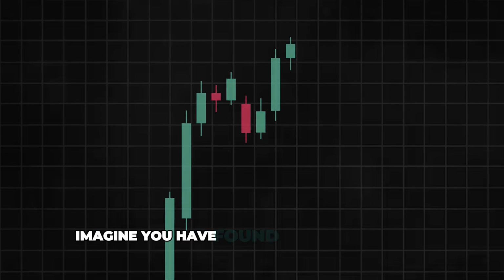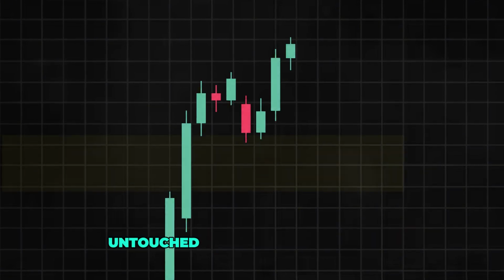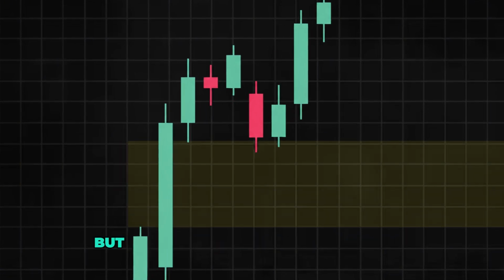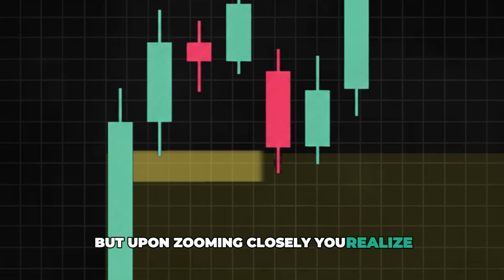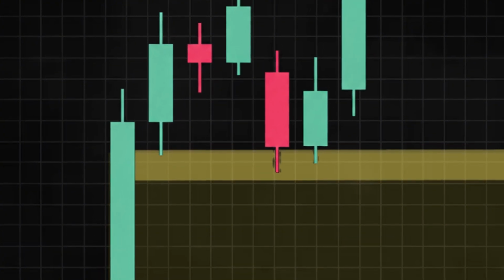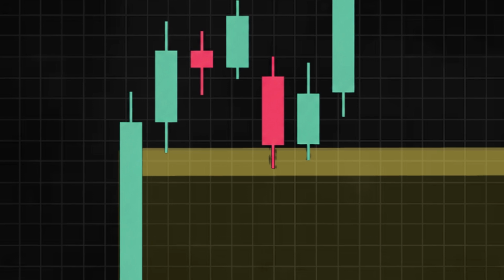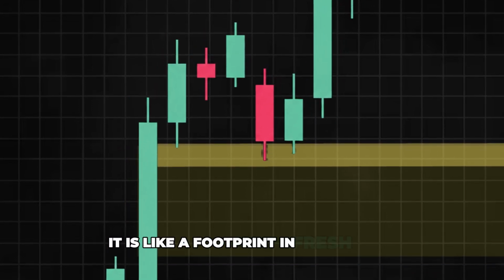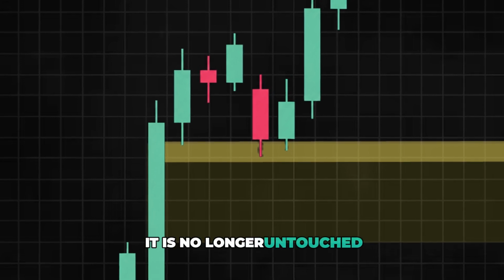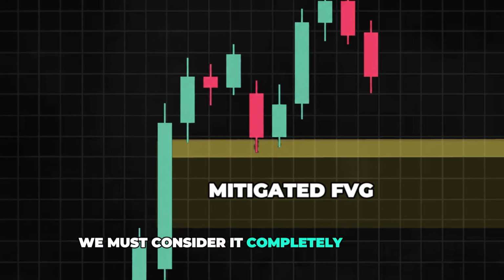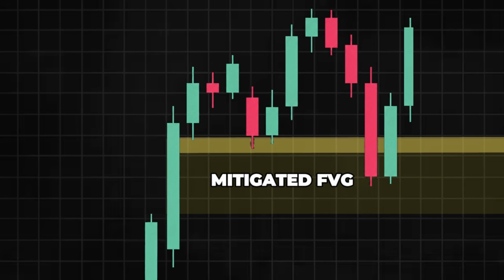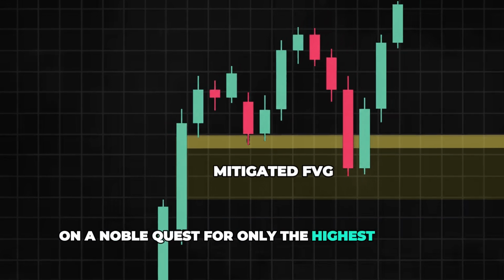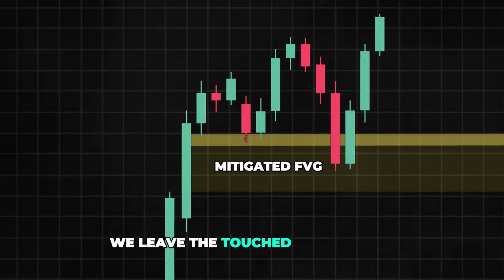Imagine you have found what looks like a pristine, untouched window on your chart. But upon zooming closely, you realize a rogue wick from a later candle has already pierced into that space. Even if the price barely grazed the very edge, it is like a footprint in fresh snow. It is no longer untouched. We must consider it completely mitigated and greatly weakened. On a noble quest for only the highest quality setups, we leave the touched ones behind.